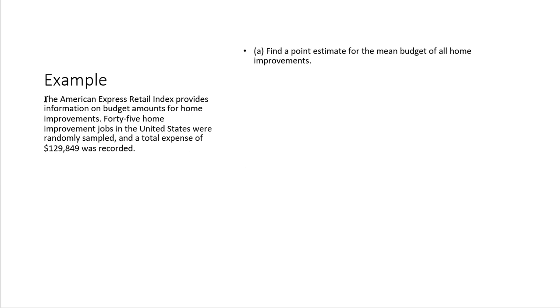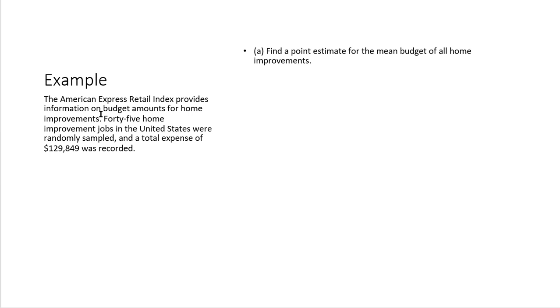So the American Express Retail Index provides information on budget amounts for home improvements. 45 home improvement jobs in the United States were randomly sampled, and a total expense of $129,849 was recorded. Basically, the question is stating that we took a sample of 45 homes and their total expense for all the home improvements was 129,000.